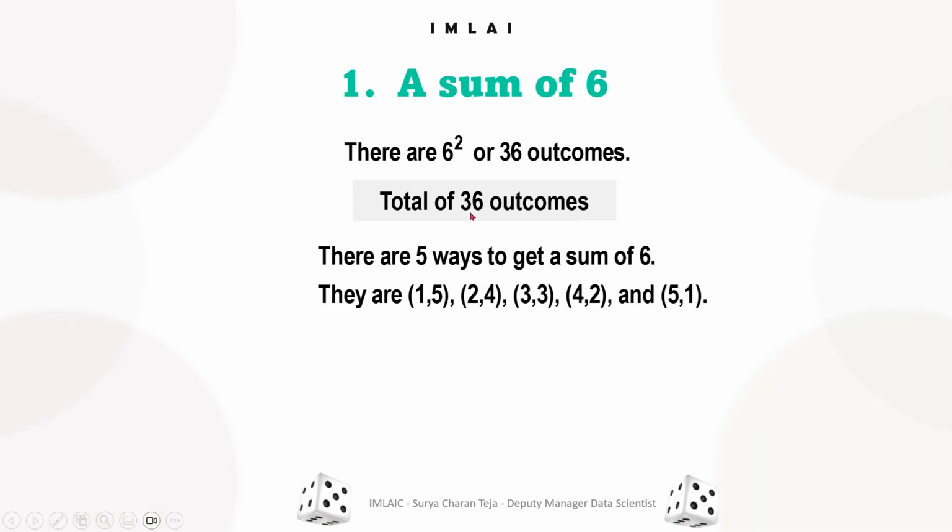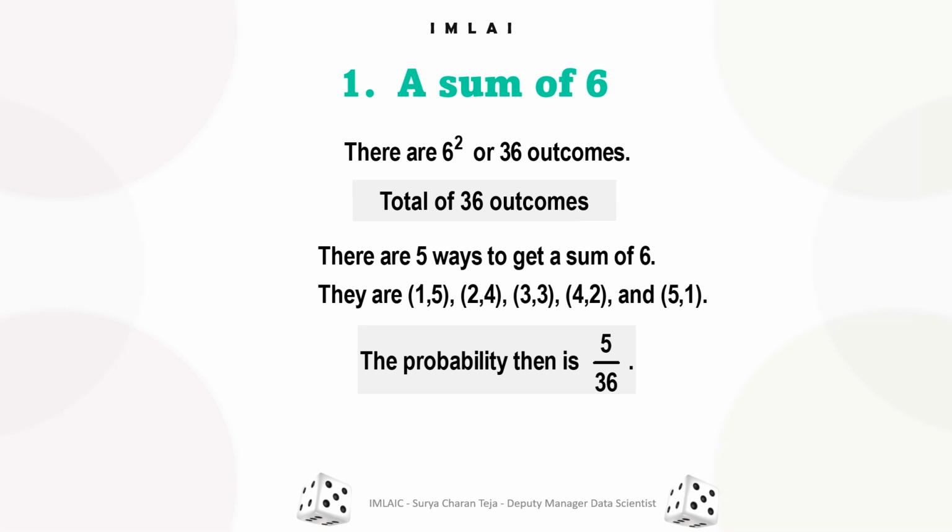Now what are the ways to get a sum of 6? There are 5 ways: either 1 5, or 2 4, or 3 3, or 4 2, and 5 1. These are the 5 ways to get a sum of 6 when you roll 2 dice at a time. So 5 is the frequency of occurring a sum of 6, divided by 36, the sample size, and the probability then is 5 divided by 36. That's our probability.